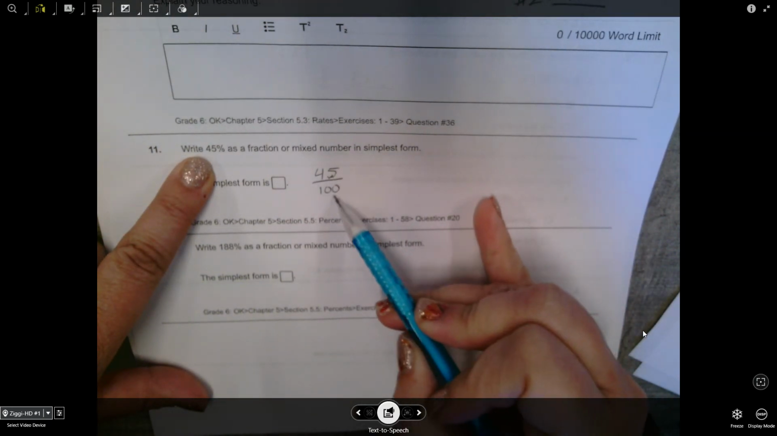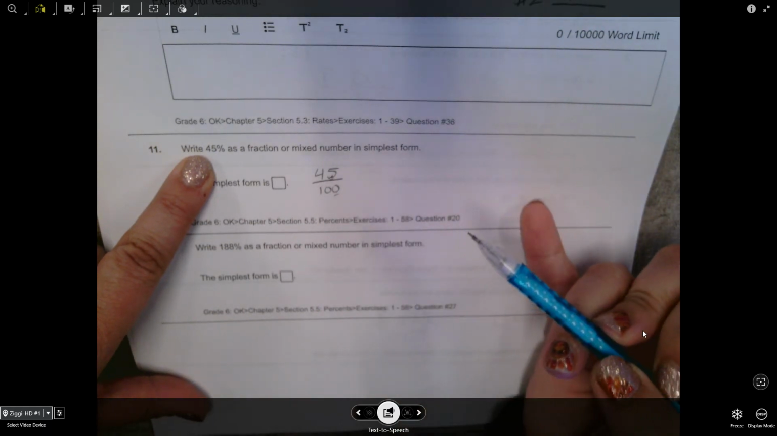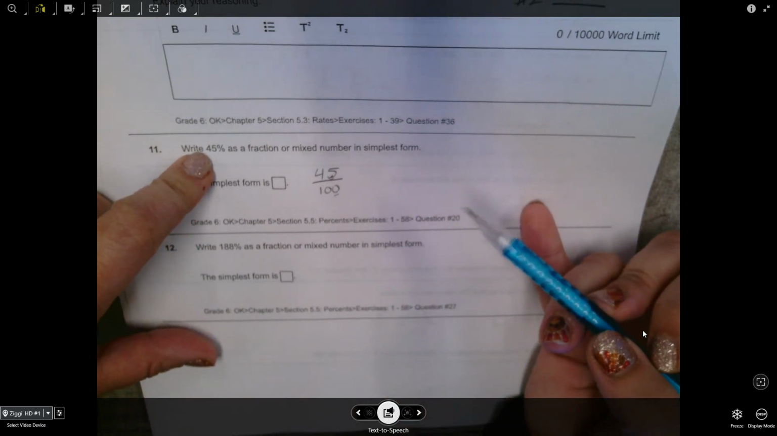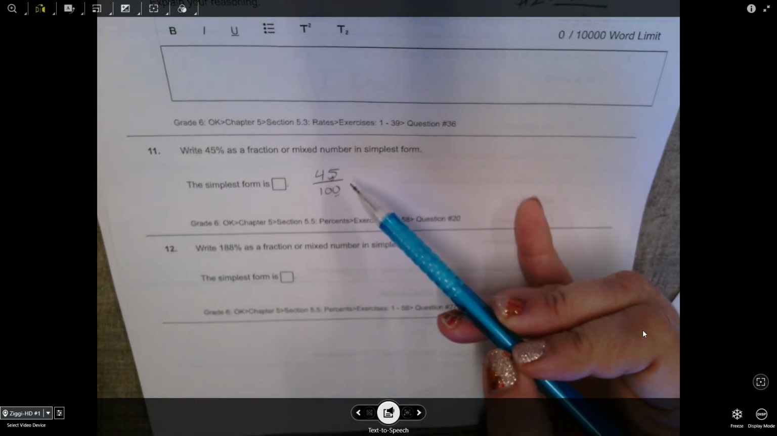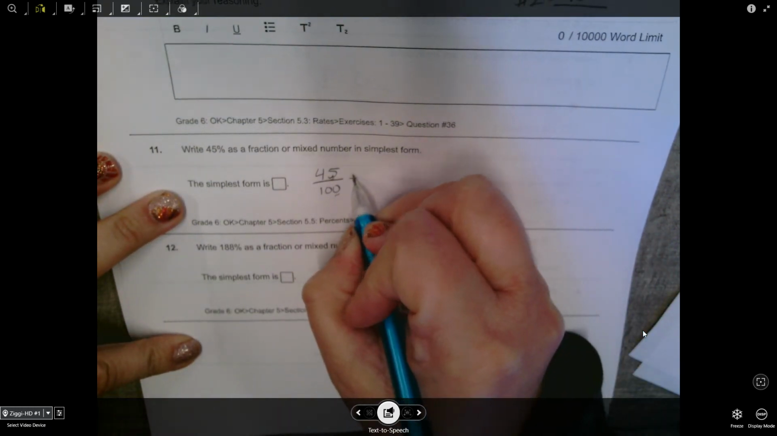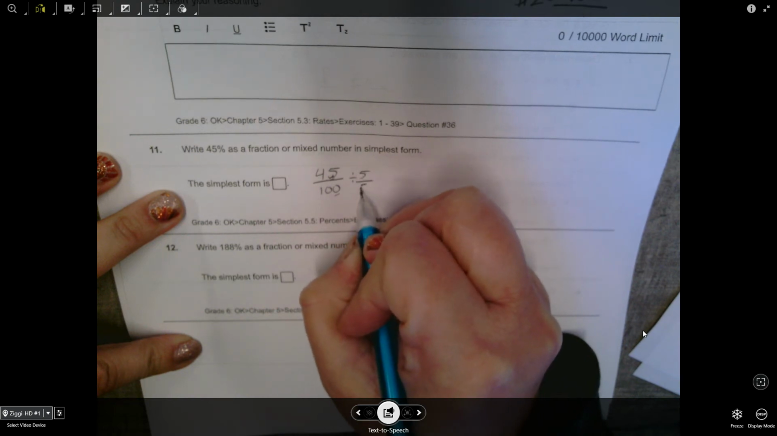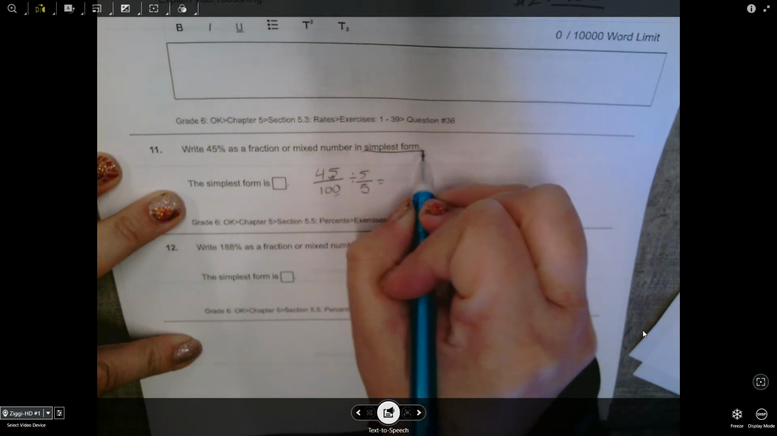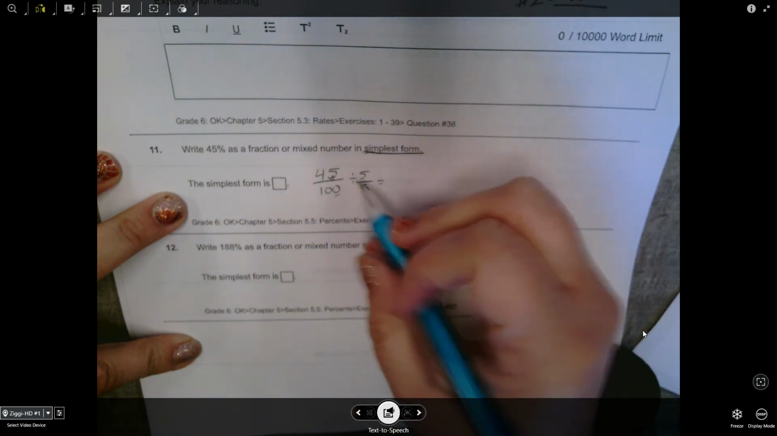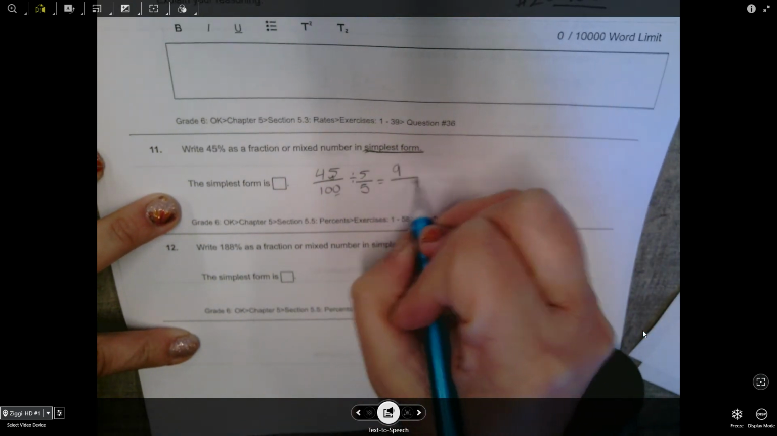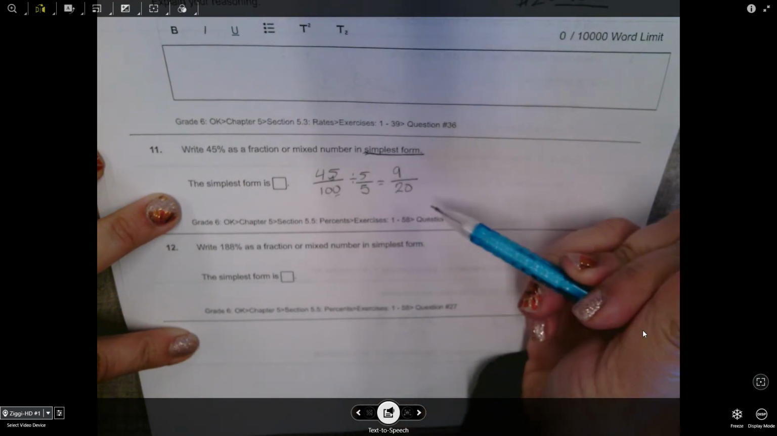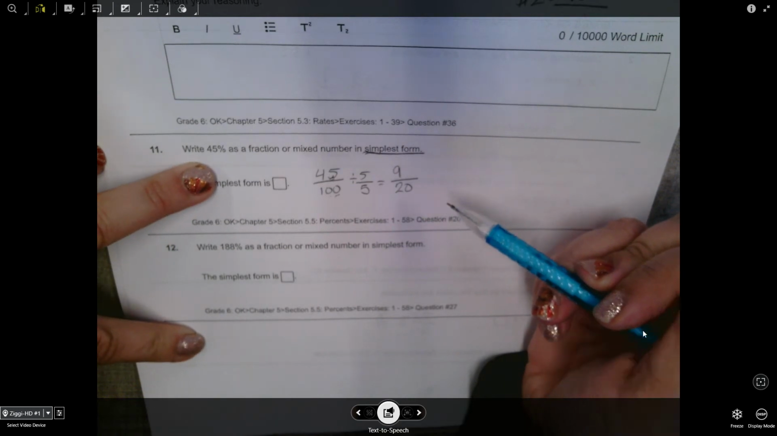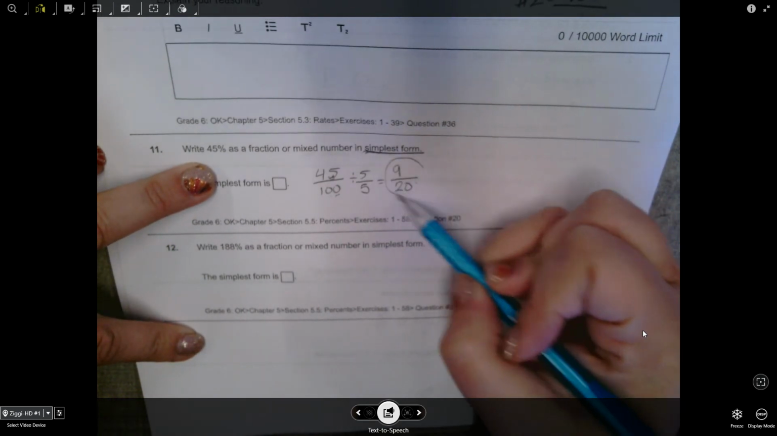5 and 0, so I know they're both divisible by 5, but if we think a little bit to make sure that's the greatest common factor, and I think maybe it is, so let's divide by 5 on the top and divide by 5 on the bottom because it has to be simplest form. 45 divided by 5 is 9. 100 divided by 5 is 20. You can't simplify that anymore. So 45% is the same as 9/20.